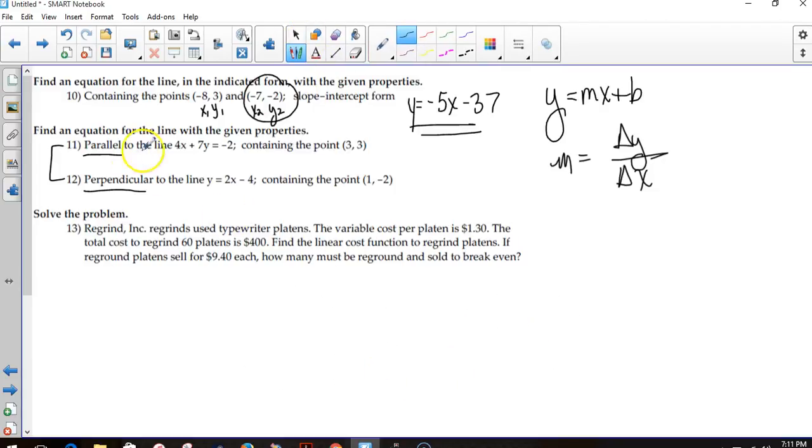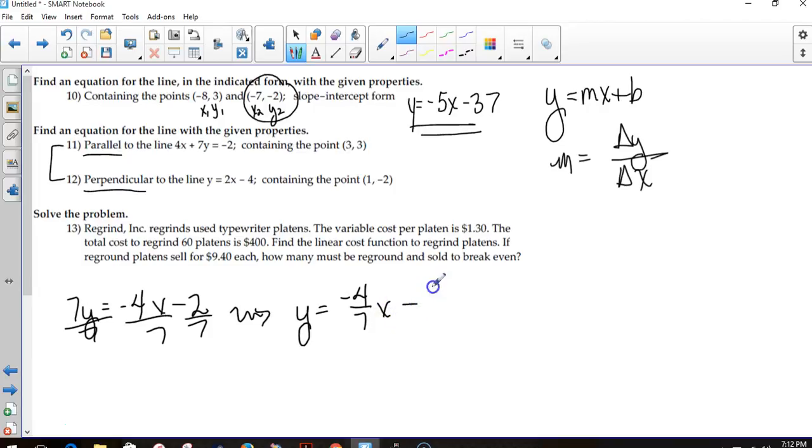So if I want to talk about a line parallel to 4x plus 7y equal to -2, the first thing I'm going to have to do is put it into my y equals mx plus b form, because the coefficient of x is only the slope when it is in slope-intercept form. So first I'm going to subtract that 4x to the other side. So I have -4x minus 2. And then I'm going to divide everybody by the 7. And so that line in slope-intercept form is y equals -4/7 x minus 2/7.